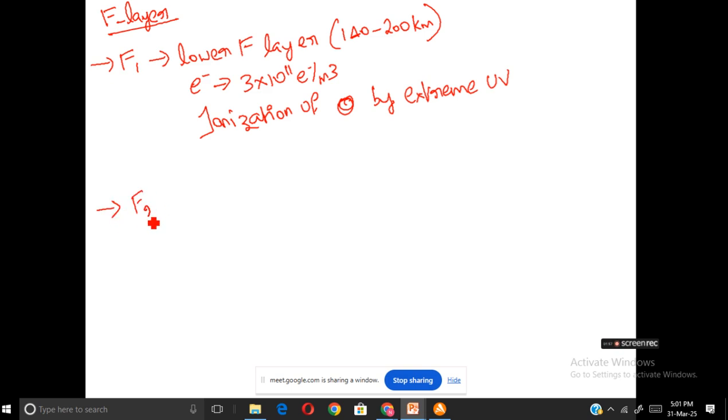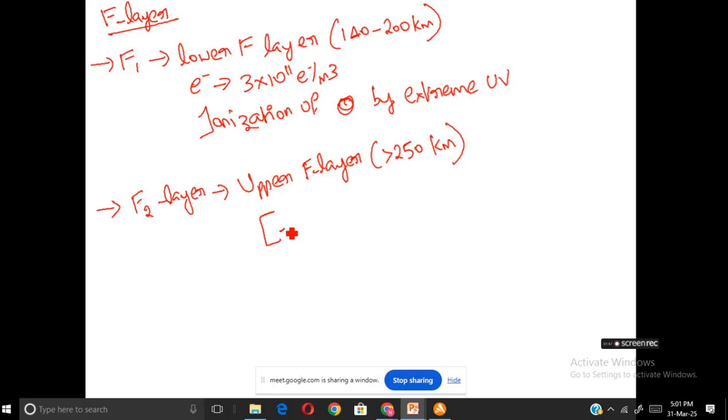Then the F2 layer is there. This is the upper F layer. It is at a height of greater than 250 kilometers. The electron density over this region is 2 into 10 raised to 12 electrons per meter cube. This is the highest and the topmost layer.